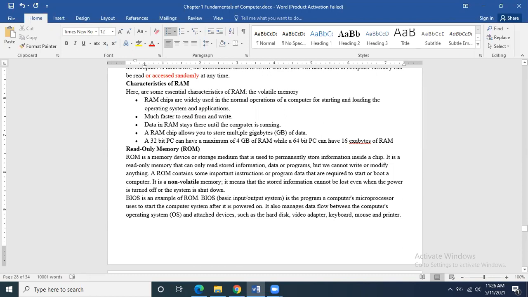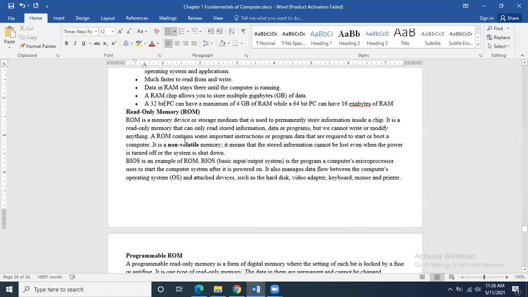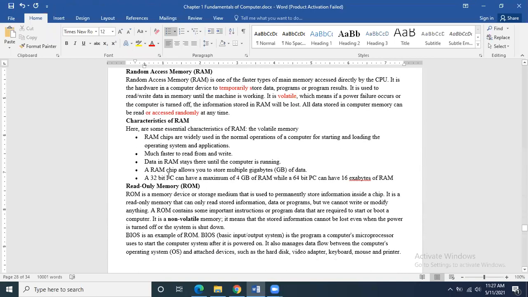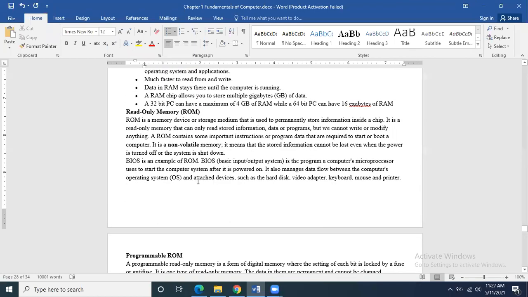A RAM chip allows you to store multiple gigabytes. You know that 4 GB, 8 GB, 16 GB. There are different capacities of RAM available today. So these are the characteristics of the RAM. We must know them.